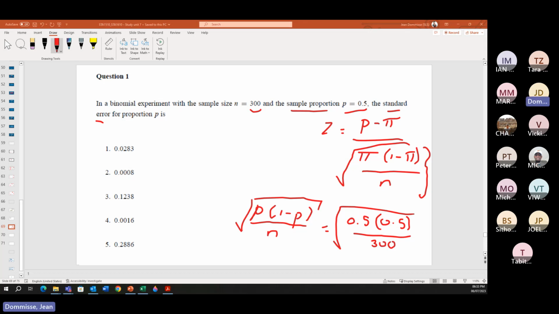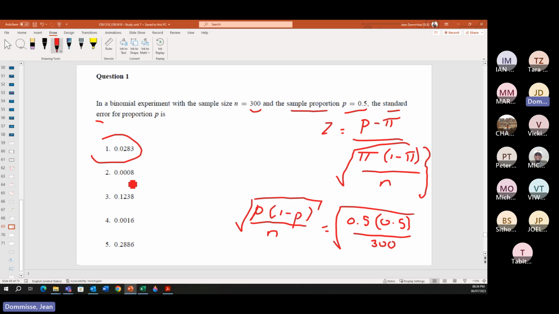And then the answer that we get, I just want to make sure, square root that. And they round it off to 4 decimals is 0.0283. Okay, so it is option 1.